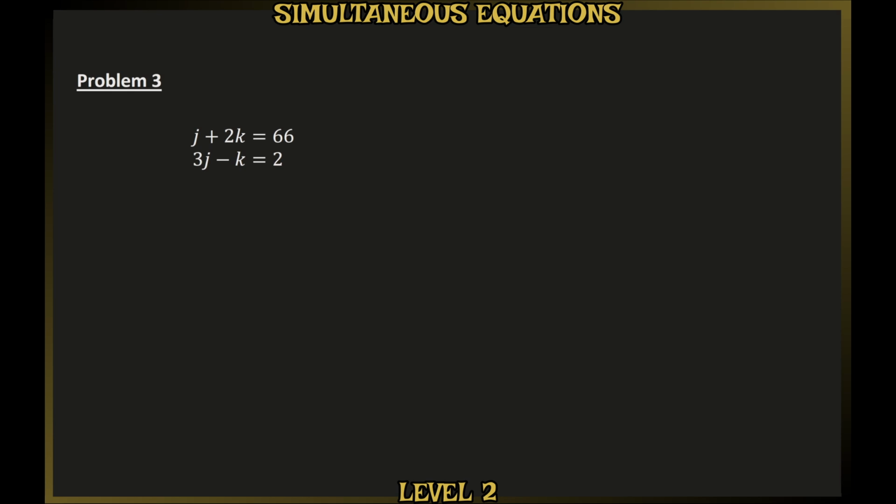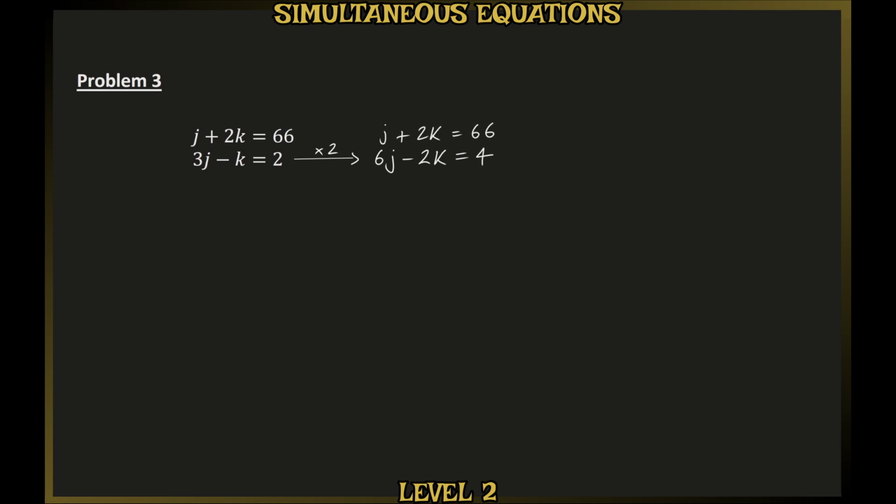I normally find that adding tends to be a little bit easier, so I'm going to go with the second option, which is multiplying this bottom equation by 2. If we do that, we have 3j times 2 is 6j, minus k times 2 is minus 2k, and 2 times 2 is 4. I'm just going to write the same first equation above.